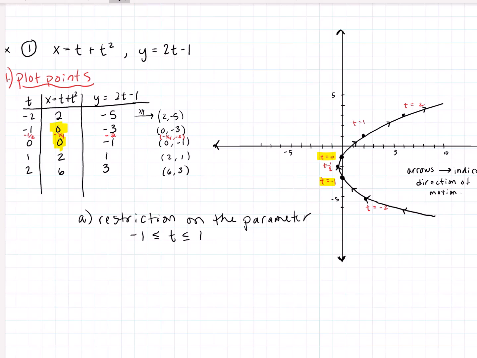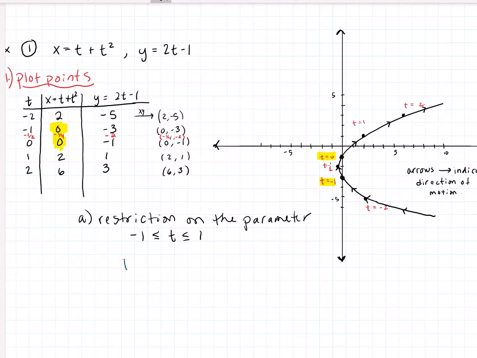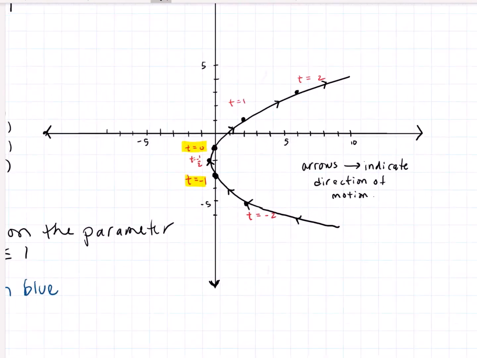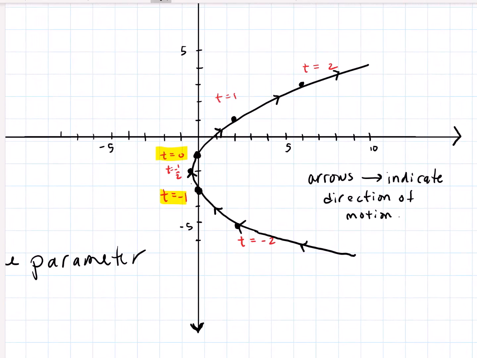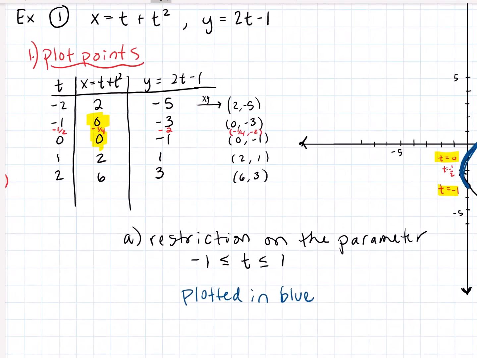1. And if t were just between -1 and 1, let's plot that in blue, just so that we have a different color. So notice what would happen, since we already have this graph. If I was just between -1 and 1, then we would be looking at just the curve that would be plotted in blue. It would be just this little segment of this parabola. And that is what we would get. We would have restricted the parameter, which restricts the graph, and we would have just that little segment. Okay. All right, so one of the ways to do this is by plotting points.